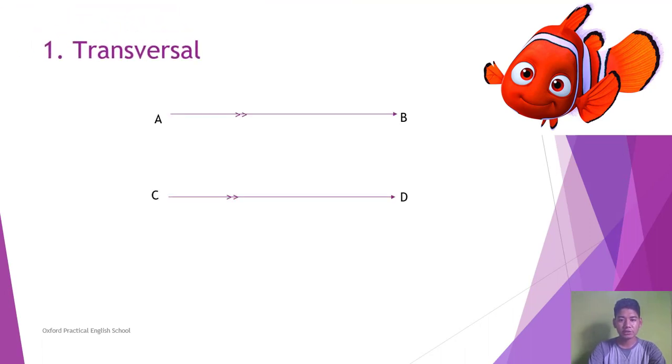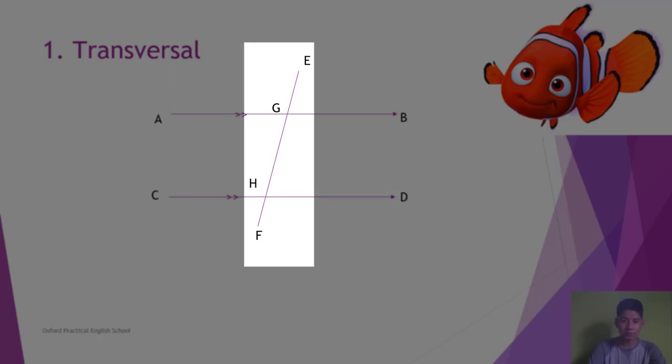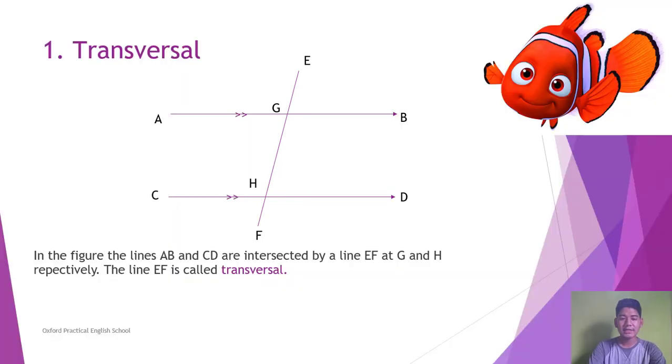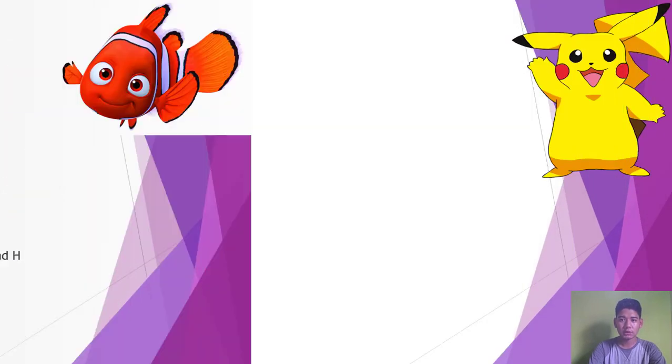Here we have a pair of lines called line AB and CD, which are parallel to each other. And line EF here intersects line AB and CD at points G and H. So the intersecting line is called transversal, or the line EF here is called transversal. In the figure, the lines AB and CD are intersected by a line EF at G and H respectively. The line EF is called transversal, or the intersecting line is called transversal.